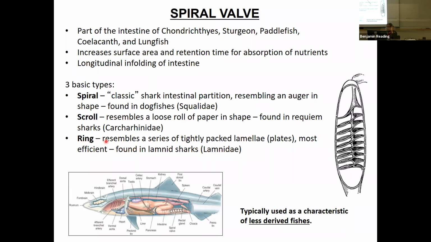For instance, these plate-like or ring-like spiral valves are mostly found in the lamnid sharks, as opposed to, say, Carcharhinidae, which have a scroll-like spiral valve, which is different than family Squalidae, which might have more of a corkscrew-shaped spiral valve. So there's a lot of variation here, but really it's a design to help increase the digestion, retention time, and absorption time in the gut to maximize nutrient uptake.